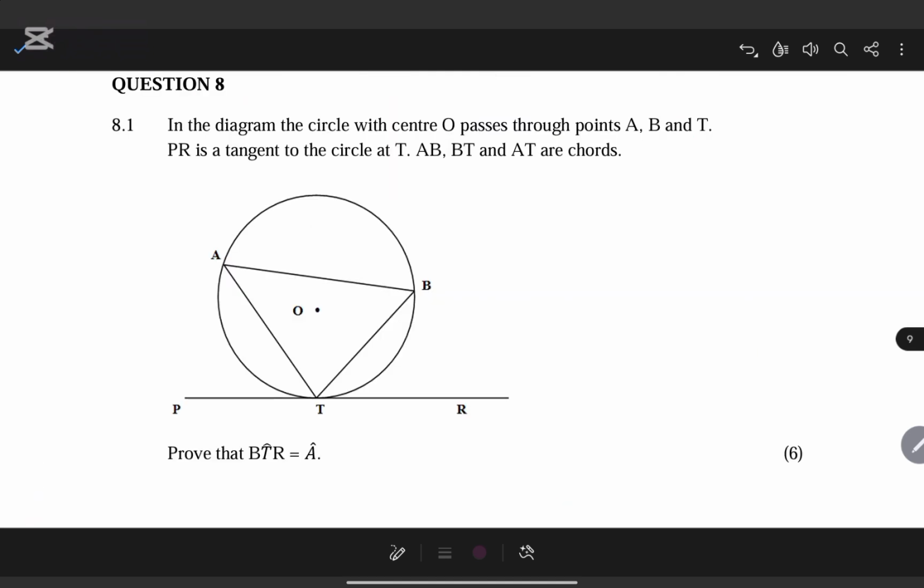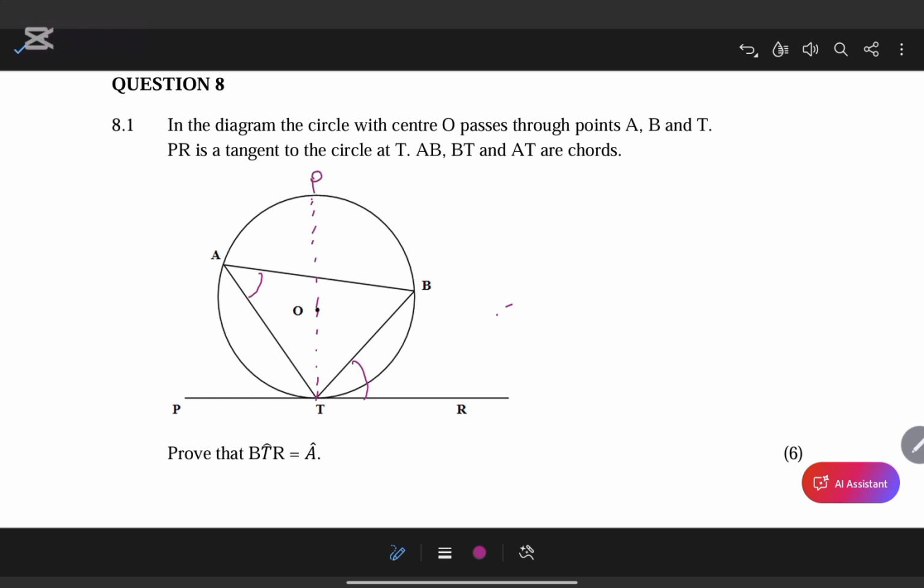We need to prove that angle BTR, this angle here, angle BTR is equals to angle A. Now, if you don't remember the necessary construction that you need to make here, you are not going to be able to prove this theorem. So remember, you have to construct a diameter through the point of contact with the tangent. Now, here is the diameter. I'll call the point of this diameter on the circumference, let us call it P.